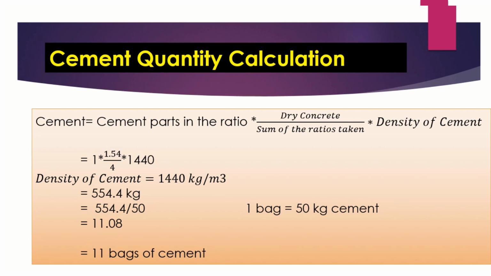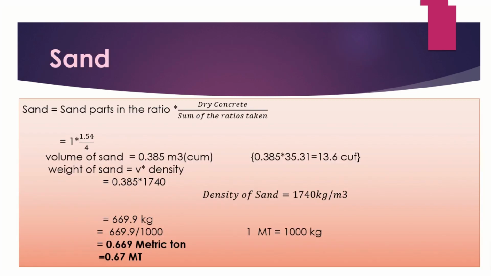Now let's move on and calculate the quantity of sand. In case of sand, we need sand parts in the ratio, which is 1, because we have ratio of 1:1:2. One is cement, 1 is sand and 2 is aggregate. So sand parts in the ratio is 1, dry concrete is 1.54, and sum of the ratio taken is 4, as 1 plus 1 plus 2 is equal to 4.